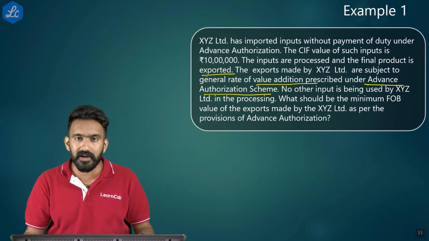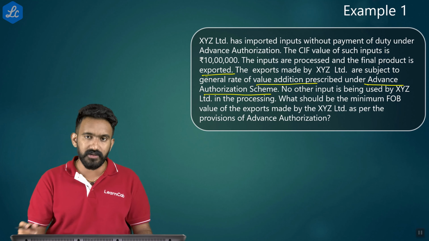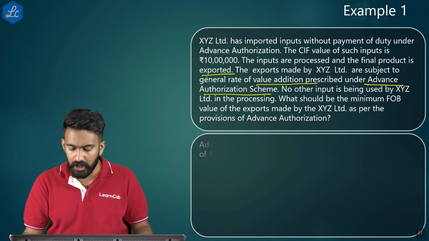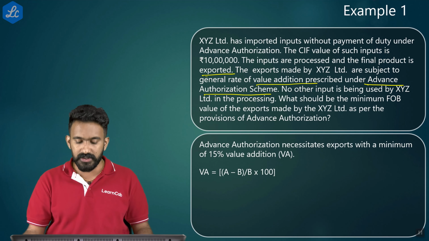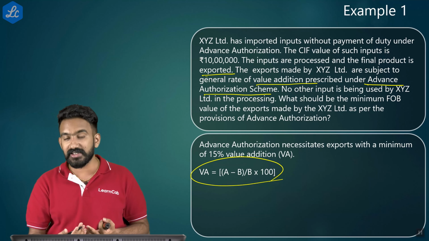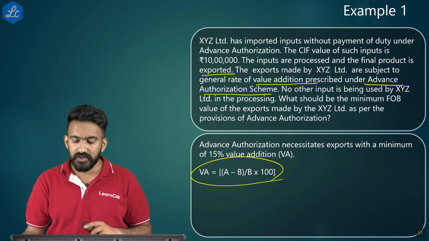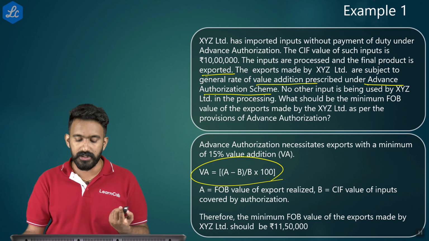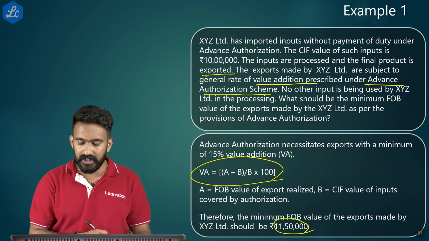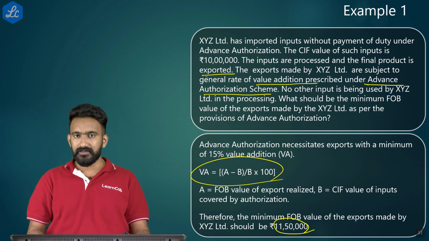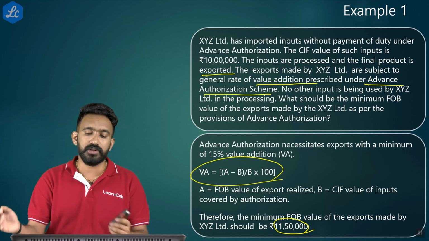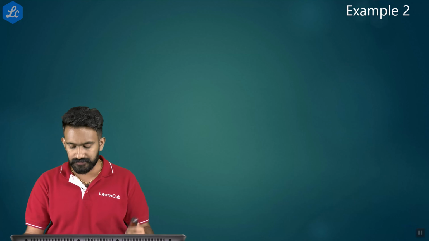So how much is the value addition I have to make? 15%. So if it is 10 lakh rupees, which is the CIF value of imports, my FOB value of export should be how much? So I'll have to make a 15% value addition. The formula is value addition is A minus B, which is nothing but FOB value minus CIF value of inputs, divided by CIF value. So if my FOB value is to be 15% higher, and the CIF value is 10 lakh, it should be 11 lakh 50,000. That should be the minimum FOB value required. Anything more than that, you are satisfying the value addition condition.